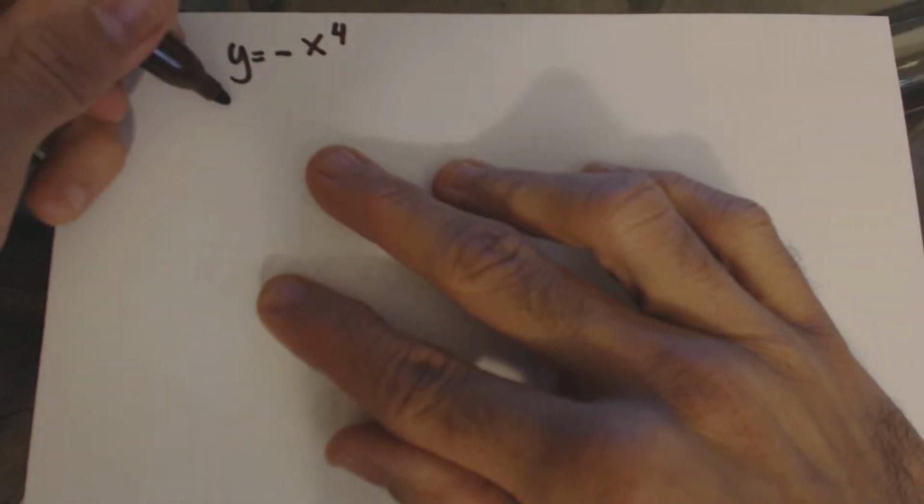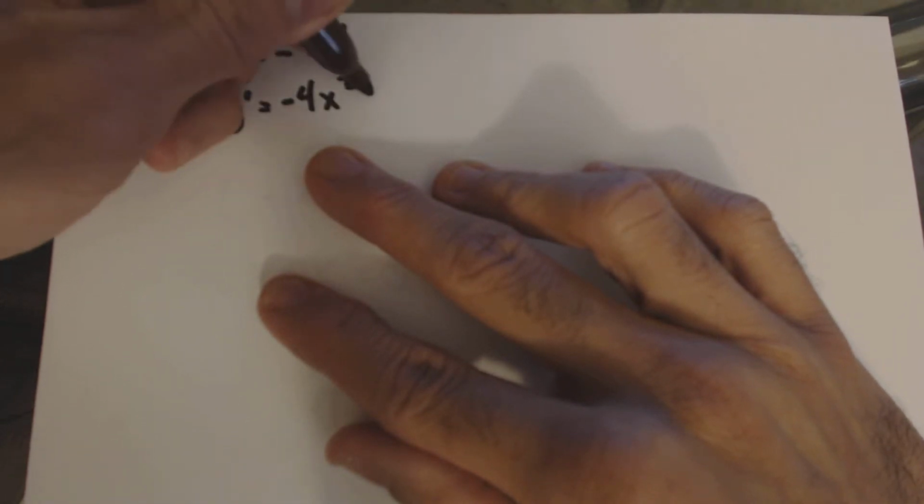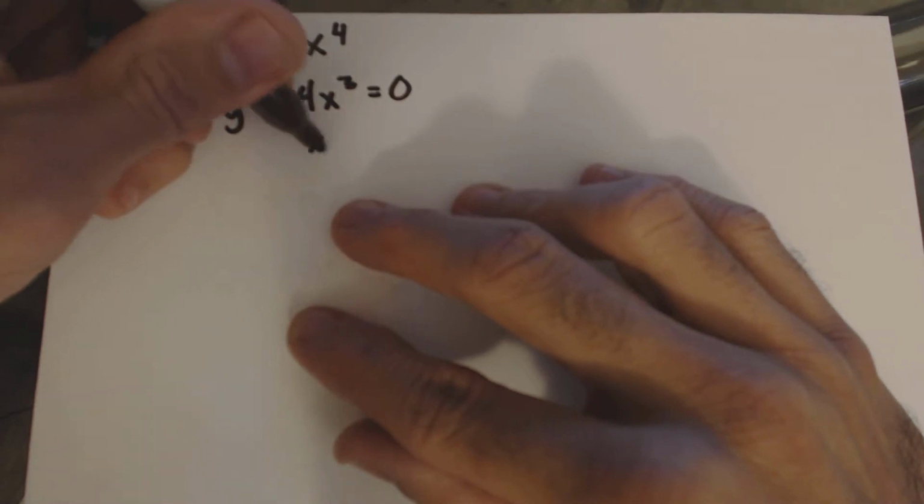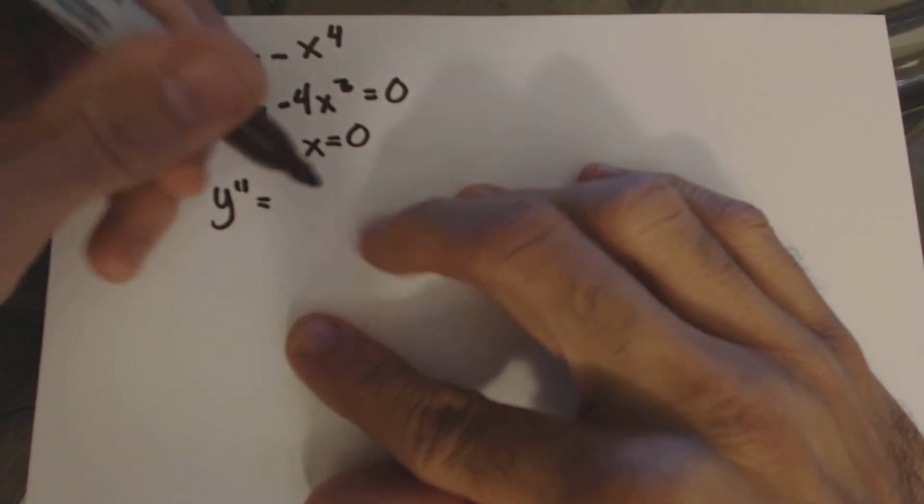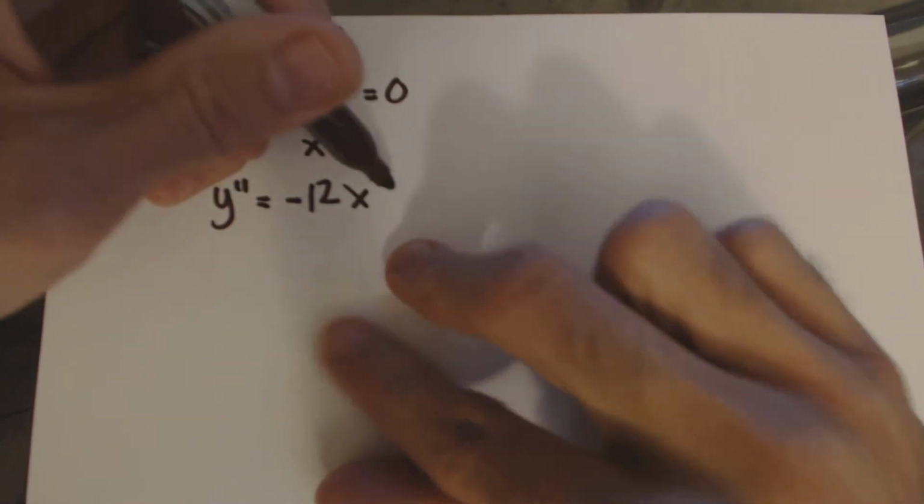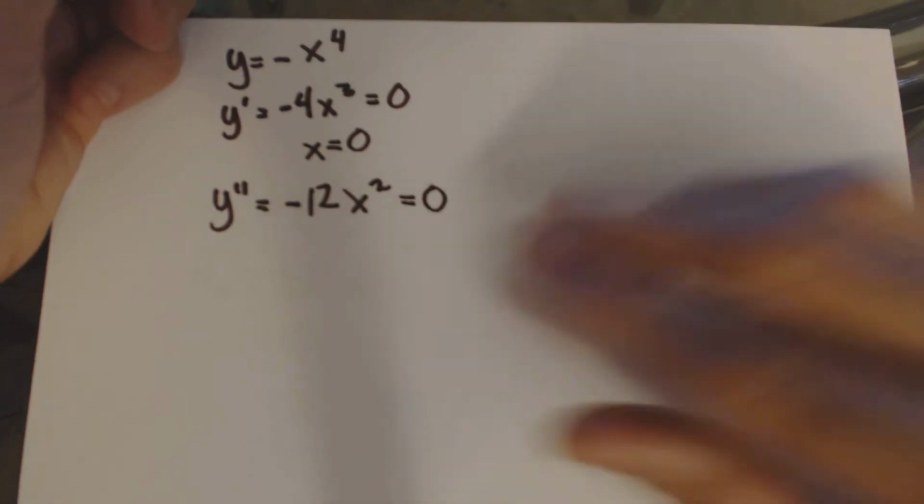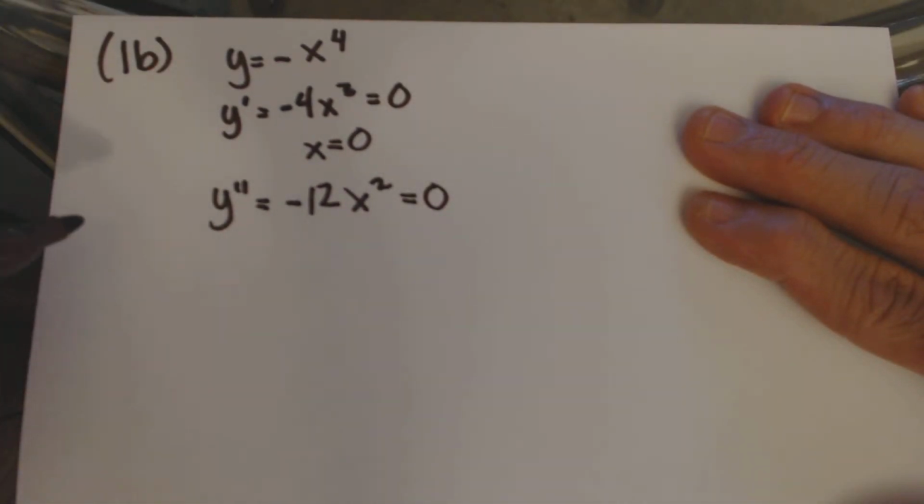So let's take the first derivative. It gives us negative 4x cubed. Set that equal to 0. We have a critical value at x equals 0. Let's evaluate it at the second derivative, negative 12x squared. Evaluating at the second derivative gets us 0, and so the second derivative test fails us. We cannot use it here.